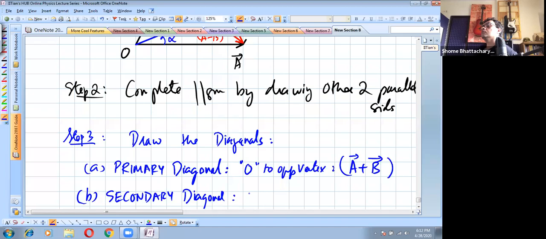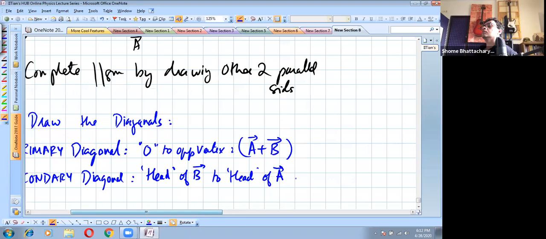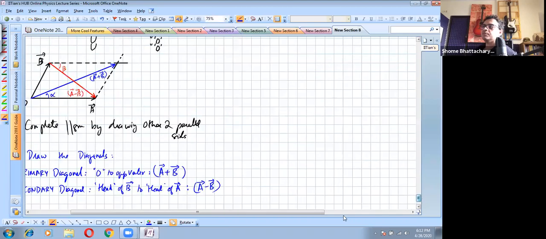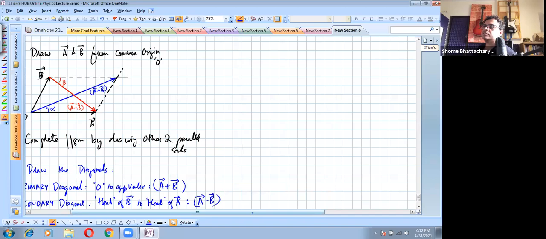which is from the head of B to the head of A. That diagonal in fact becomes the difference, that is A minus B. So following these three steps, given any two vectors, we can very easily construct the vector parallelogram and we can take a look at the parallelogram and immediately understand what is the sum and what is the difference.